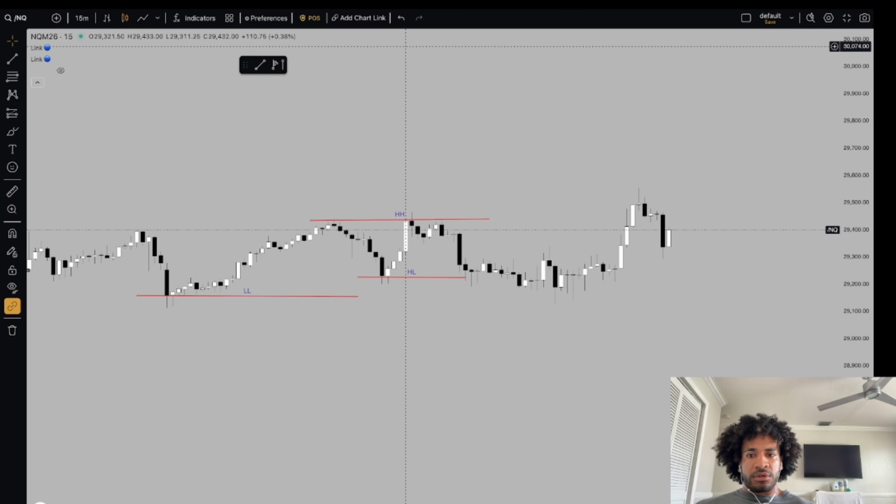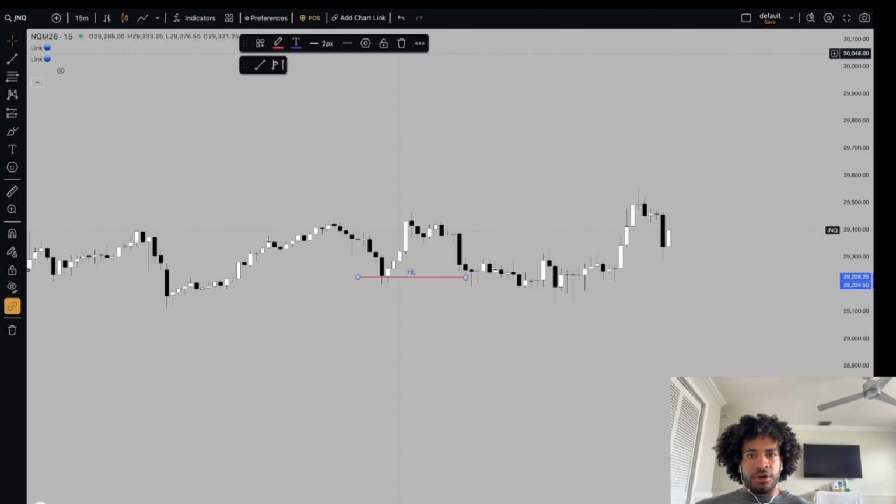When we get the candle close above, now this becomes a higher high and this becomes a higher low. Now I'm going to do a couple of them and I just want you to test yourself. I'll be quiet for like 5 seconds so you can see for yourself if you got it right or not.